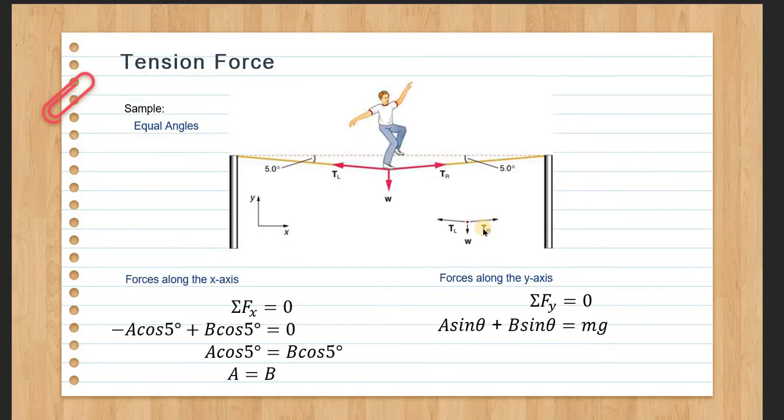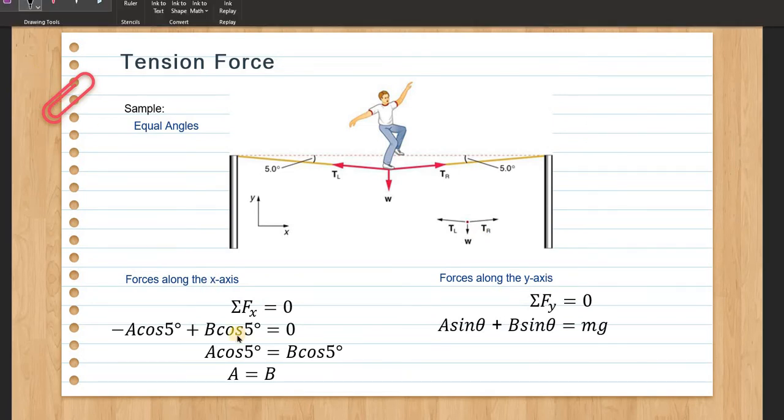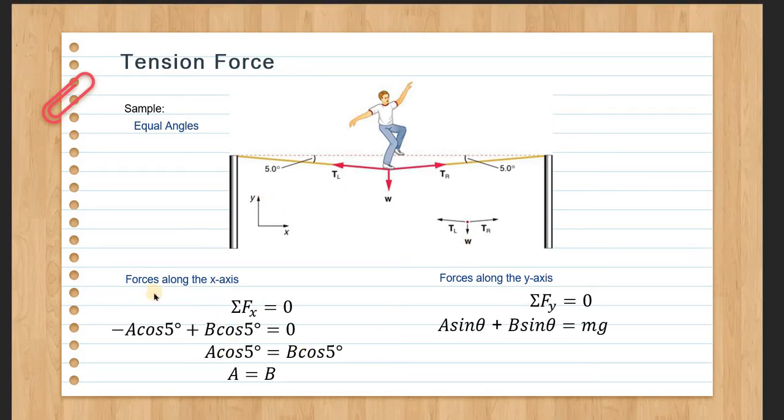What if same naman yung angle? Kapag same yung angle, the idea is same din yung value nung tension. Okay, equal angle, like this is 5 degrees and the other one is 5 degrees. So we'll have here a cosine of 5 degrees and cosine of 5 degrees. So that will just be equal to 1. So therefore, A is equal to B. So equal din yung tension.